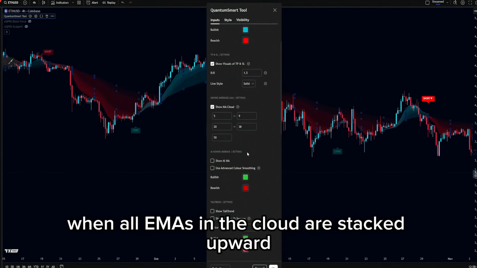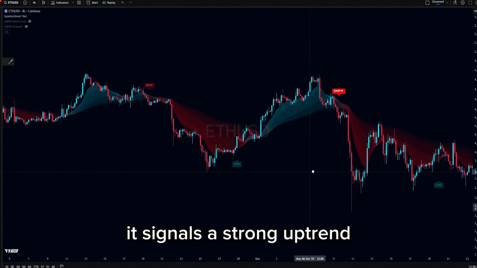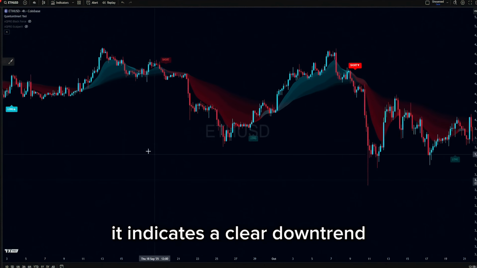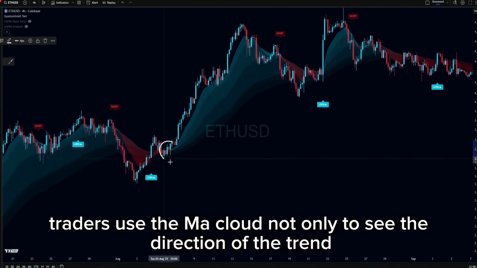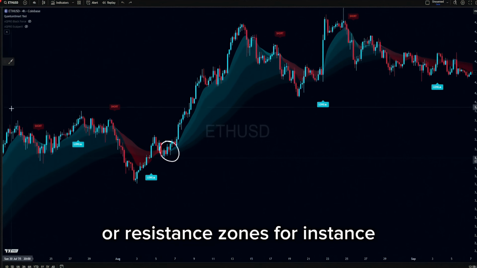When all EMAs in the cloud are stacked upward and the price stays above them, it signals a strong uptrend. When they're stacked downward and the price remains below, it indicates a clear downtrend. Traders use the MA cloud not only to see the direction of the trend, but also to spot momentum shifts and dynamic support or resistance zones.